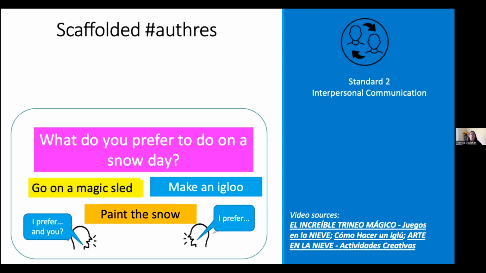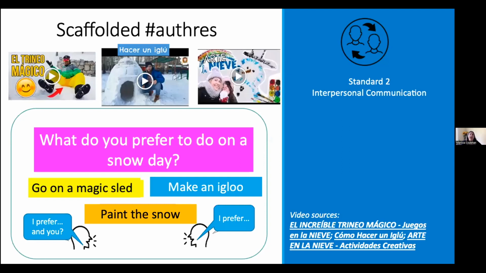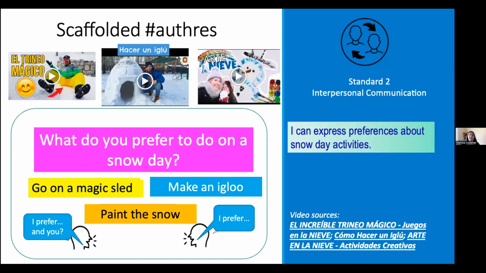I found 3 great authentic resources. I found a magic sled. I think this is just a product review, like they were reviewing this magic sled that you can buy. There's a man making an igloo, and then there's a mom and her daughter painting in the snow. And so I show them snippets from each of these videos, and then students do a turn and talk. So they turn to a partner and they talk about their preferences about snow day activities.